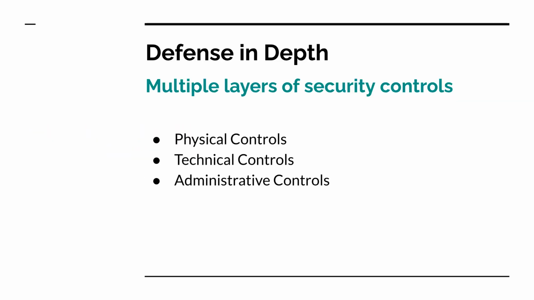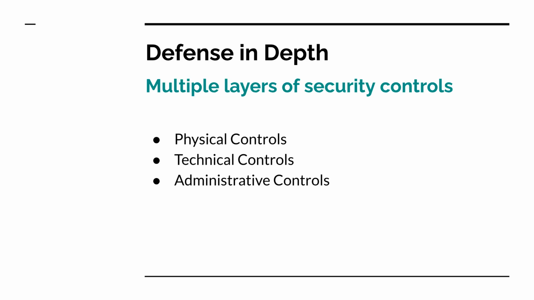Defense in depth is a concept that emphasizes the use of multiple layers of security controls and mechanisms to protect data and systems. Rather than relying on a single line of defense, this approach states that if one control fails, others must be in place to mitigate the risk. This concept aligns with the principle of layered security.